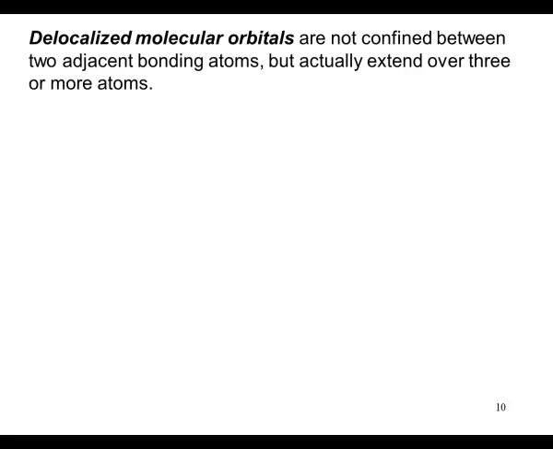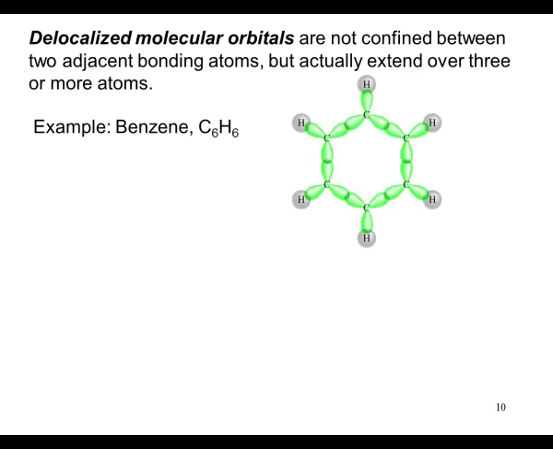Delocalized molecular orbitals are not confined between 2 adjacent bonding atoms, but actually extend over 3 or more atoms. Let's look at the case of benzene. That's C6H6.